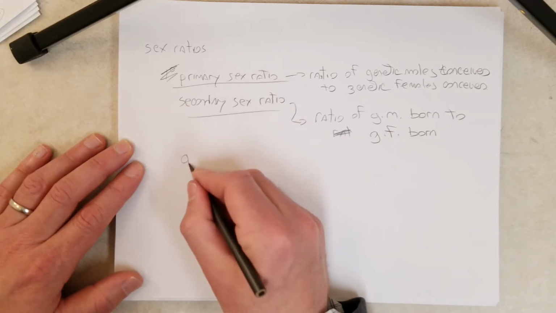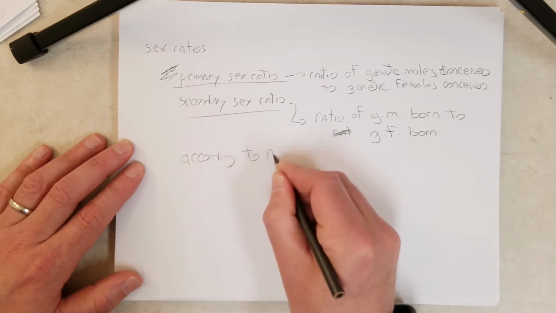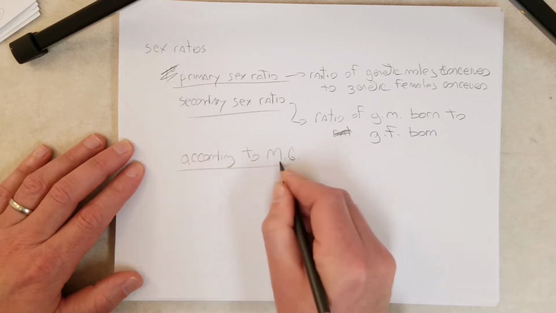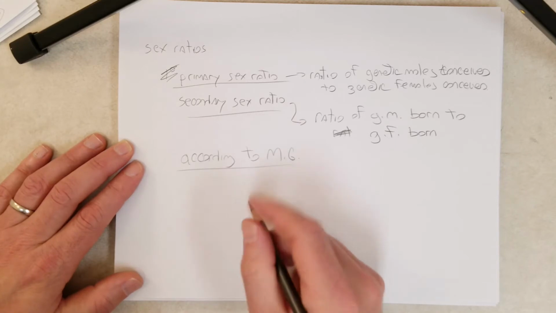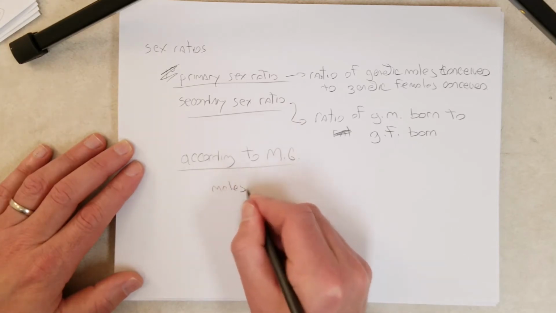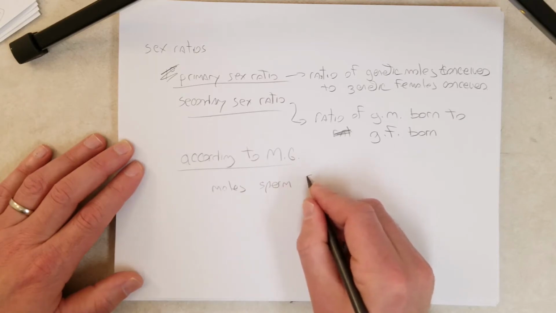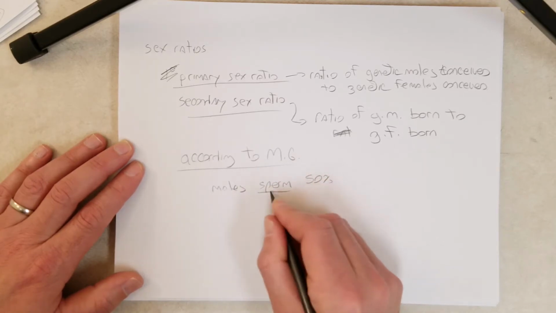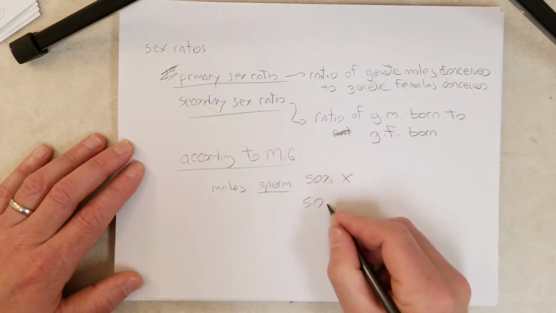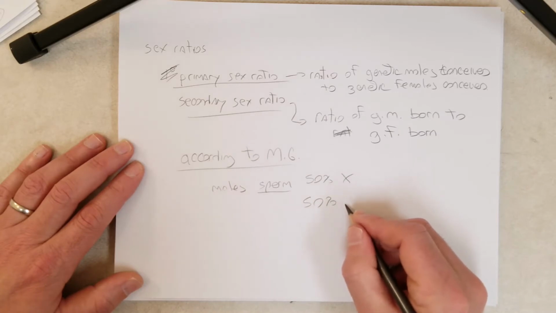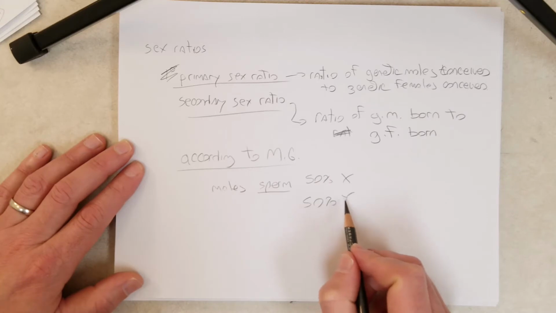Now, according to Mendelian genetics, and when someone says Mendelian genetics, essentially this is what I mean right here. So males, according to Mendelian genetics, 50% of the gametes, of the sperm, should carry an X chromosome, assuming no non-disjunction, no translocations, or anything like that. 50% of the gametes should carry an X, 50% should carry a Y.